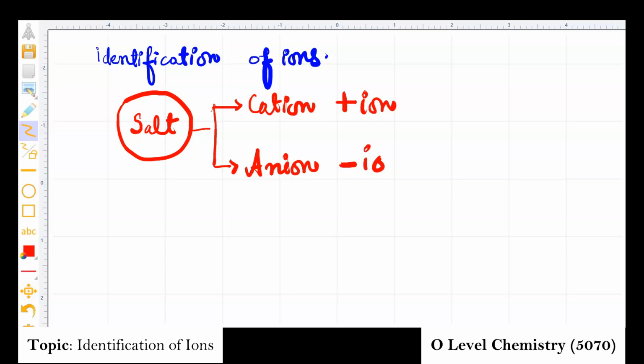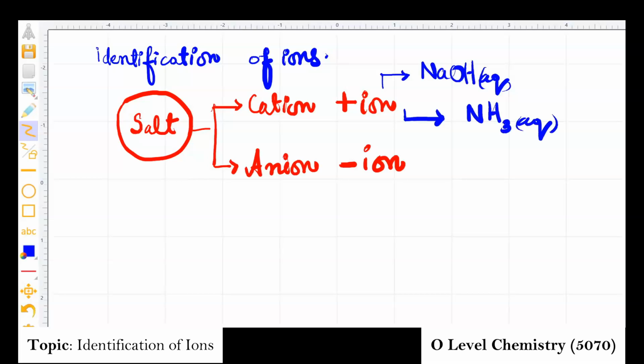This cation is identified by two reagents. One is sodium hydroxide, aqueous, and the other, for confirmation, is aqueous ammonia. So these are called reagents. And for anions, we have different anions and multiple different reagents. For different anions, we have a different reagent.